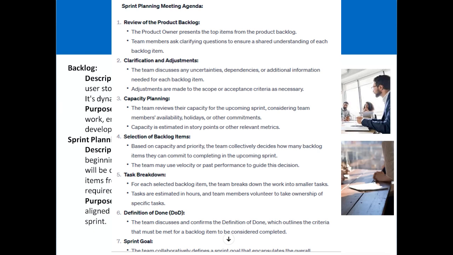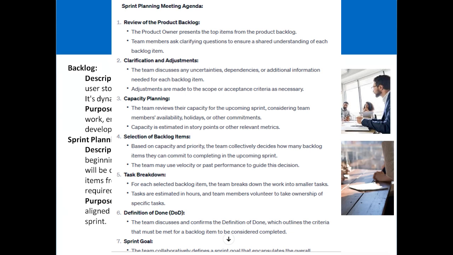So, sprint planning. Before starting a sprint, we do the planning for that sprint. That means we decide in a meeting with the Scrum team and the product owner which tasks, backlog items, or user stories should be included in the sprint.